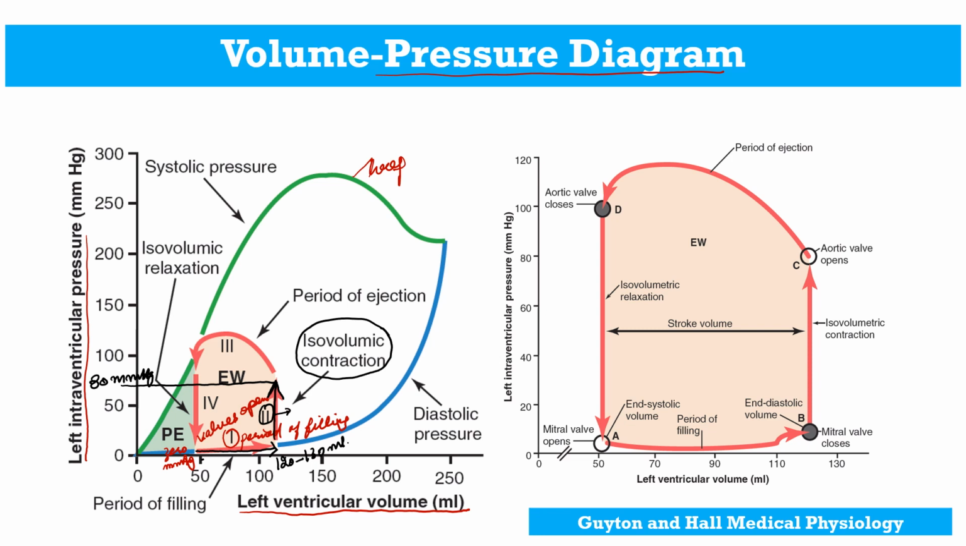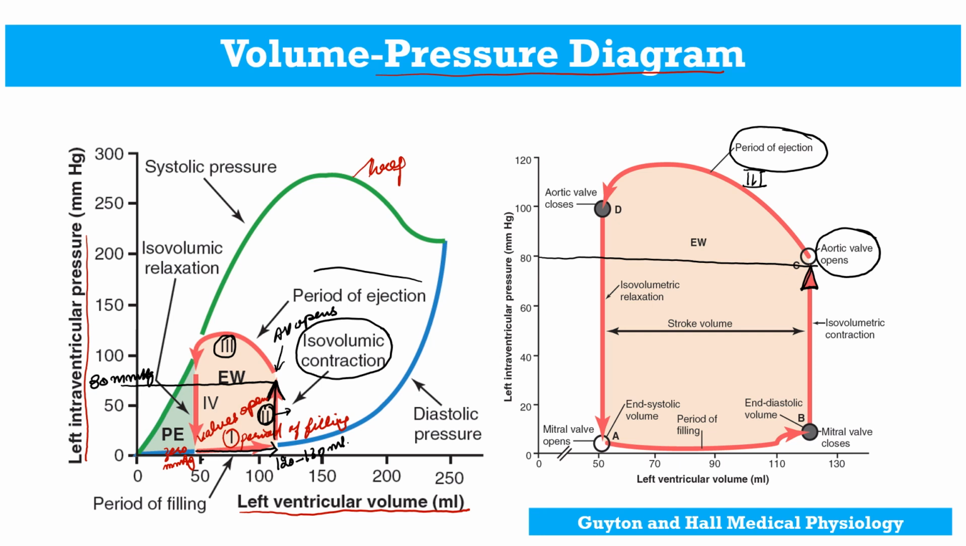That is the pressure in the aorta and depicted as line 2 in this volume pressure diagram, and this is also shown here. Now at this point of 80 mm of mercury, the aortic valve opens and the period of ejection starts. During the period of ejection, that is phase 3, as shown in this diagram, here the aortic valve opens and this is called period of ejection.